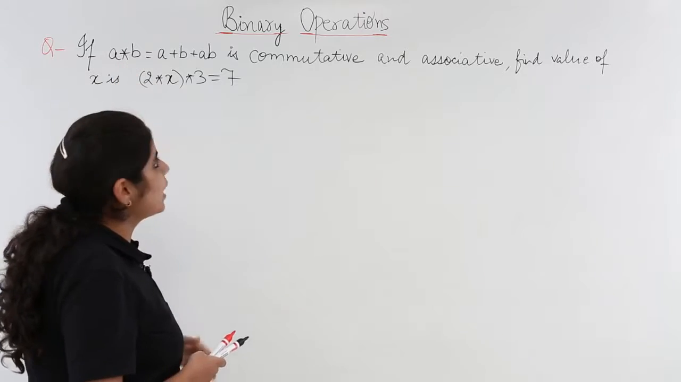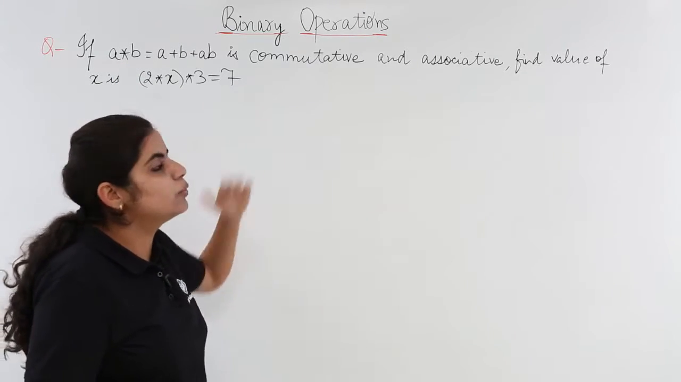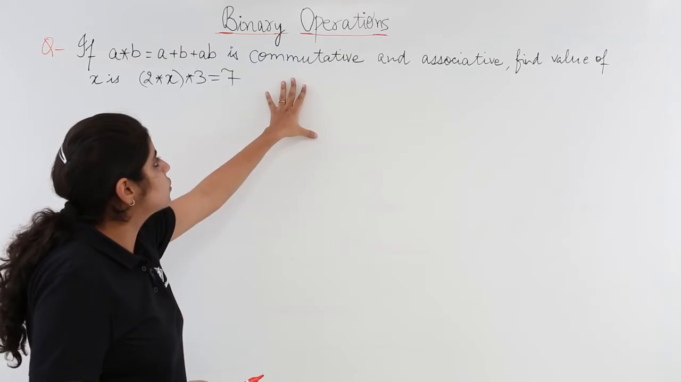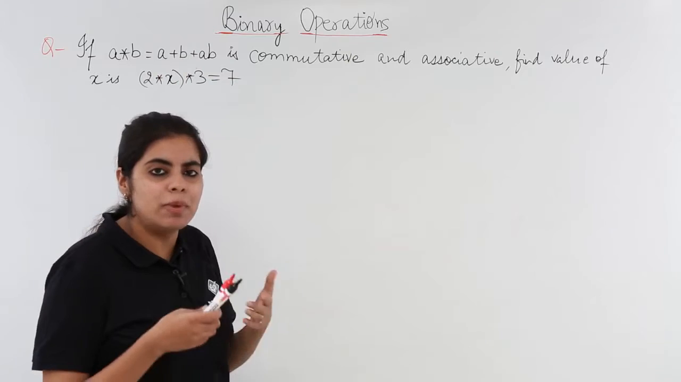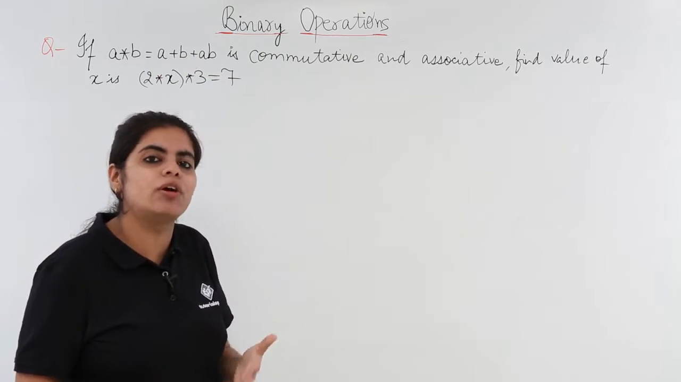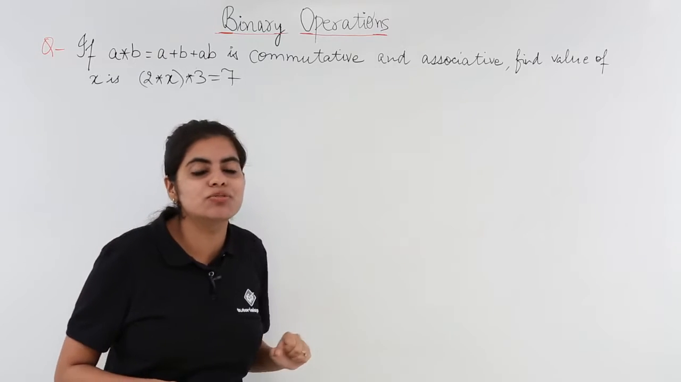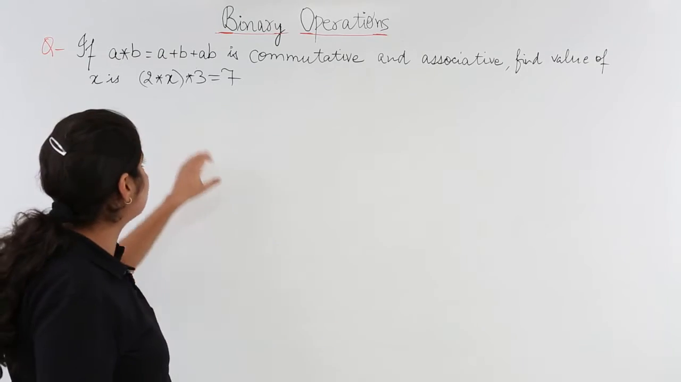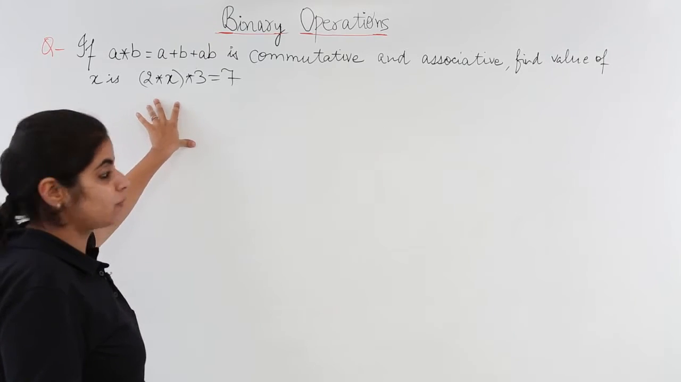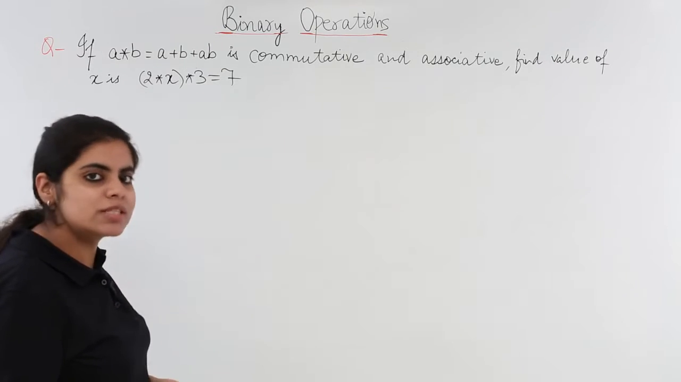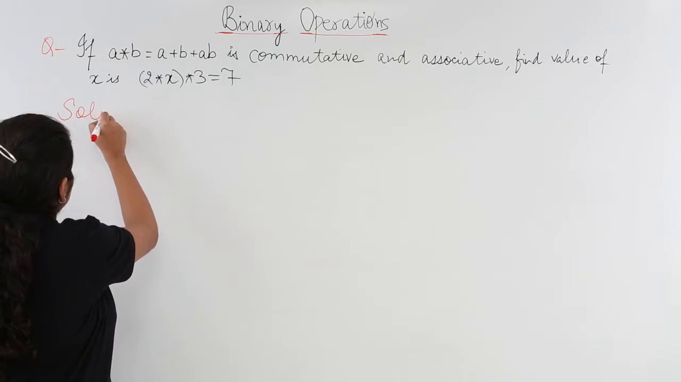If A star B is equal to A plus B plus AB is commutative. I already have the information that I have a function and you don't need to check by solving it whether it is commutative or not. It is already given it is commutative also, it is associative also. You have to find the value of x such that 2 star x star 3 is equal to 7. So, let us see what the solution has to say.